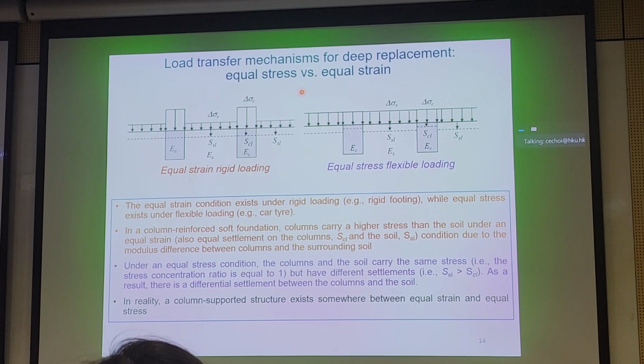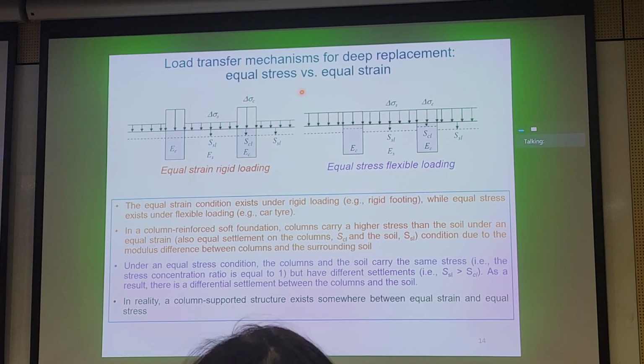Often what we have is a non-equal strain rigid loading, where we have columns protruding from the ground, where we have to carry out consolidation and we can trim off the top of the columns afterwards. So this is a very idealized extreme case of equal strain loading.